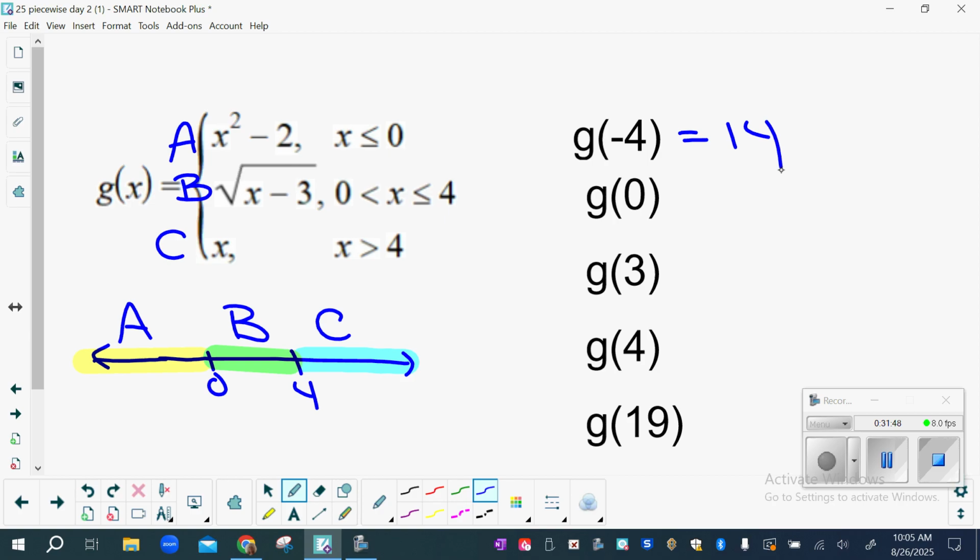Yeah, because it's less than or equal to. The equal to, yeah. So plugging it into this dude right here, I'm going to get -2. Yay for me.